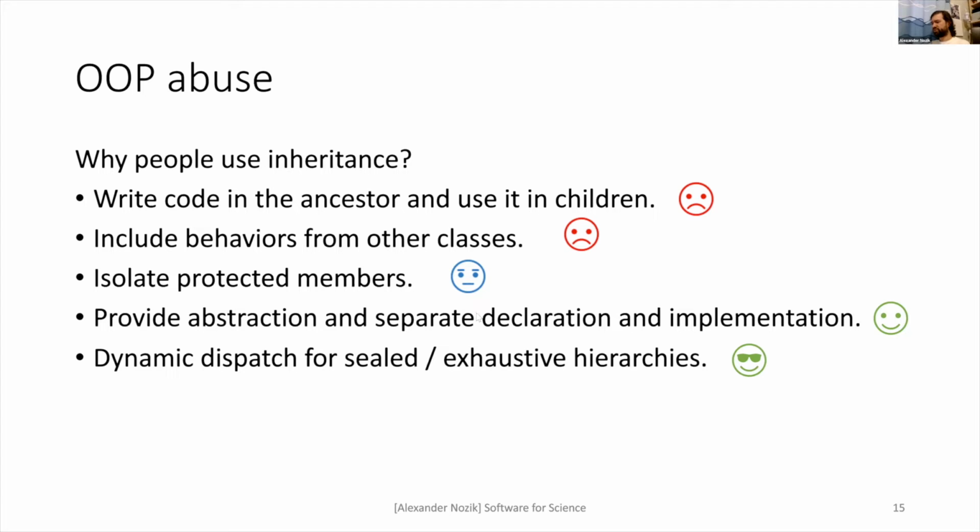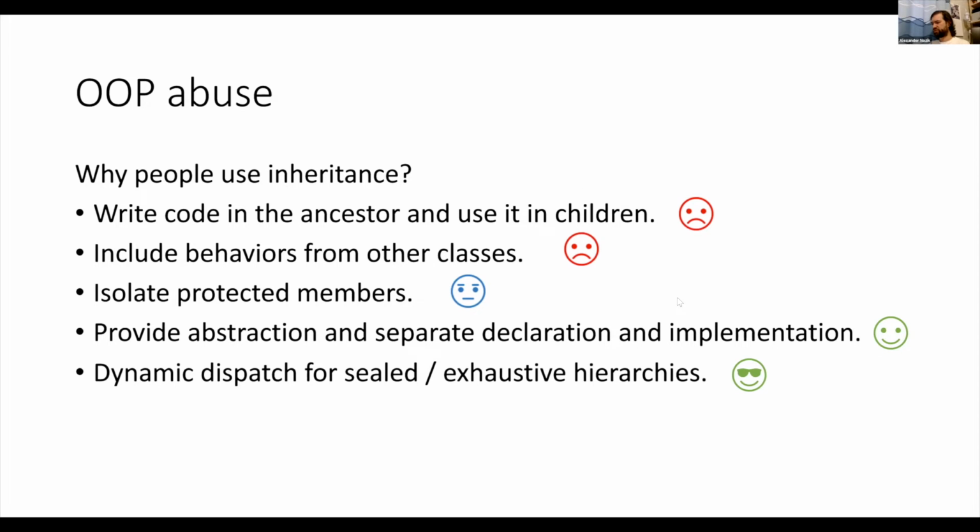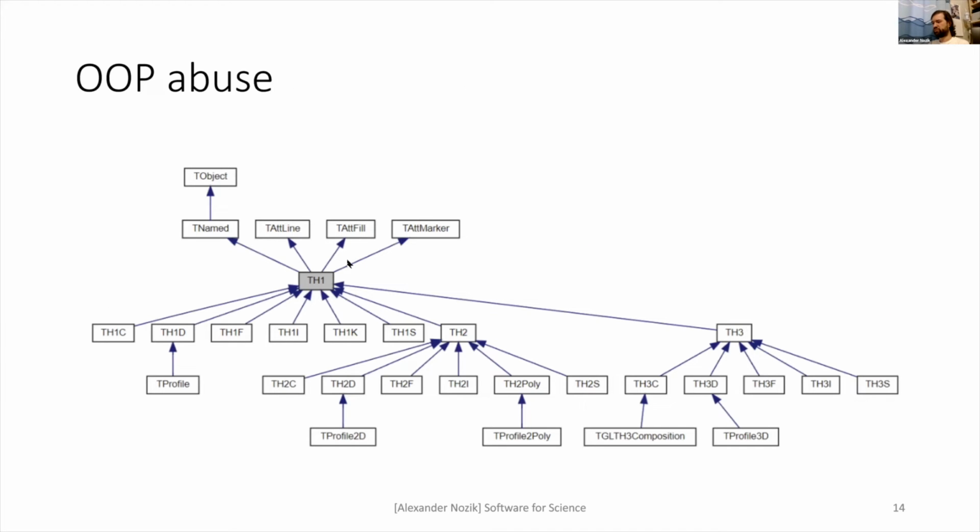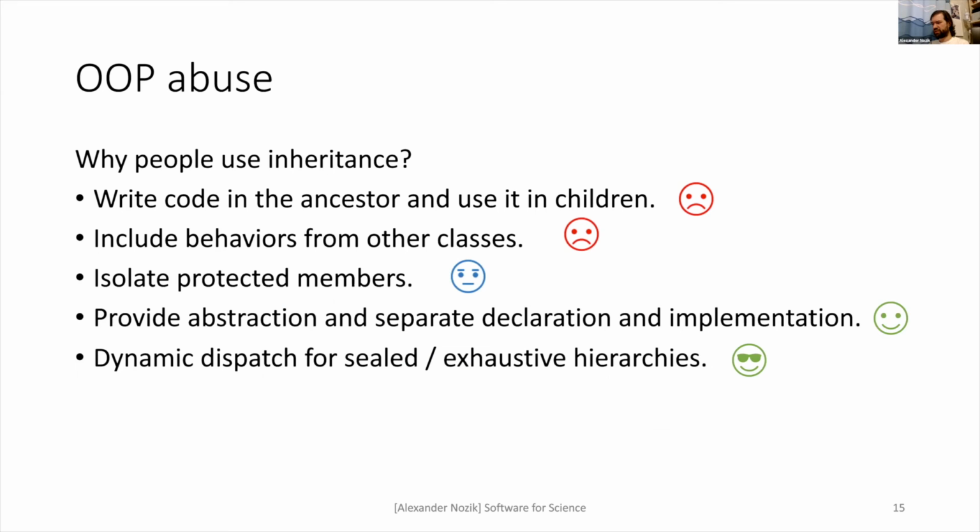Another reason is to provide abstraction to separate declaration and implementation. Yeah, this is exactly what object-oriented programming is for. And this means that usually you provide an abstraction and then you provide an implementation. You do not do it the other way. You do not do a lot of levels of inheritance. And if you have like 5 levels of inheritance, probably you've done something wrong.